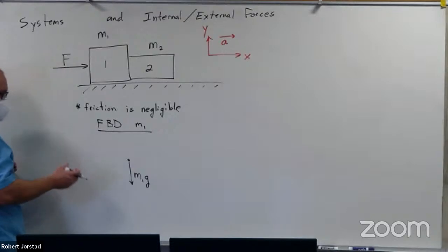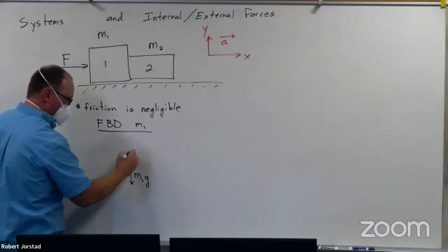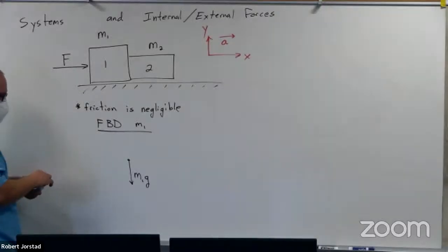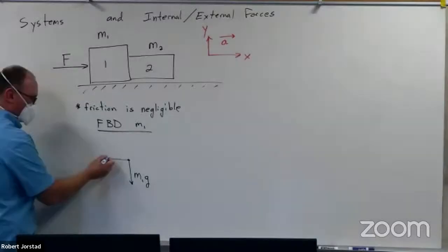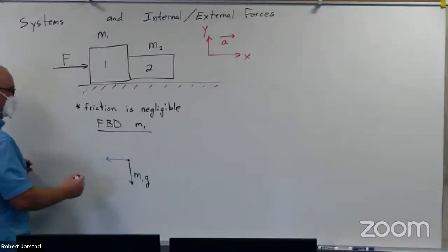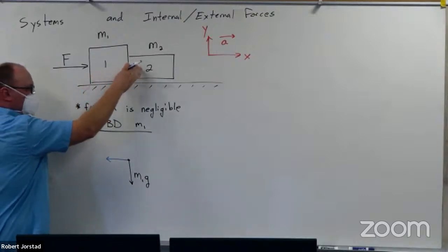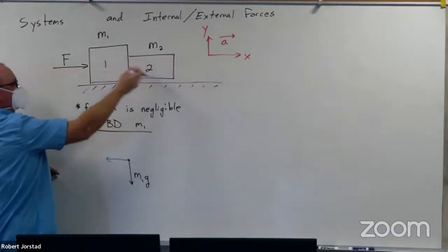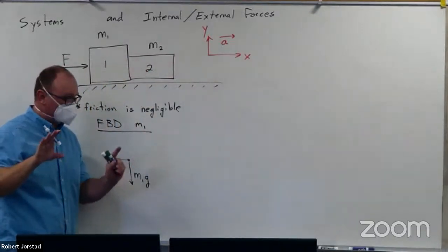What's another force acting on object 1? I heard two things: normal force on 1, and then N2 on 1. Which way is N2 on 1? I heard to the left. You agree that if 1 pushes on 2 to the right with a normal force, 2 pushes on 1 to the left with a normal force. Newton's third law.